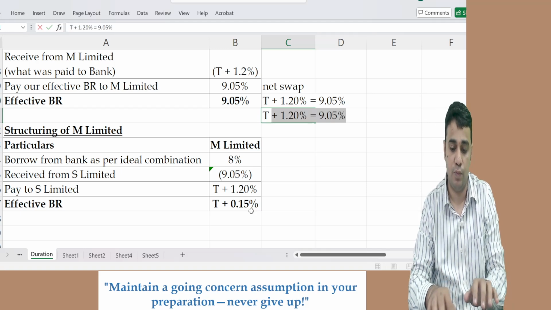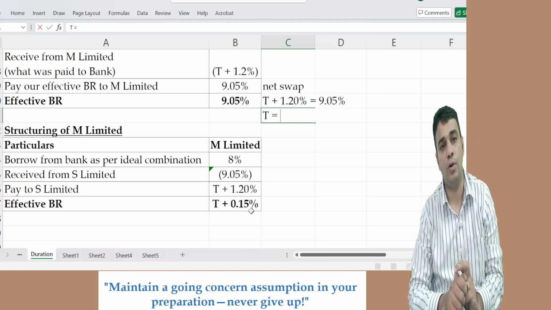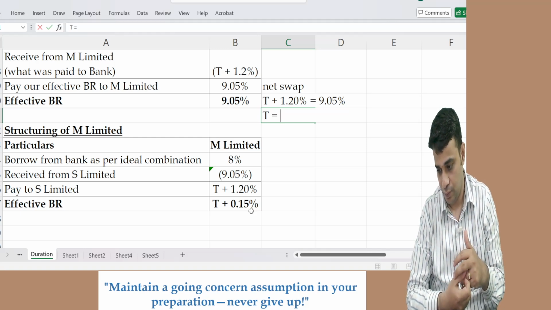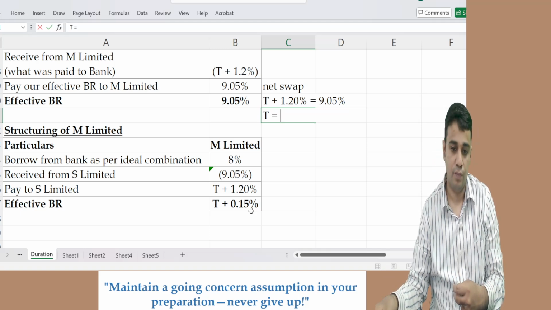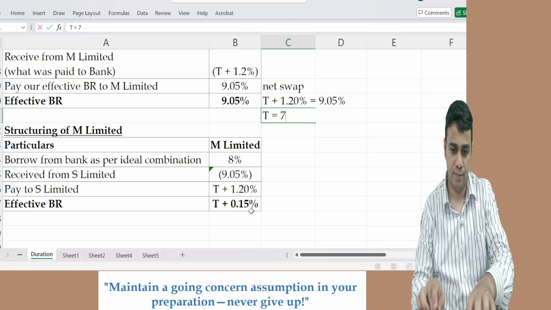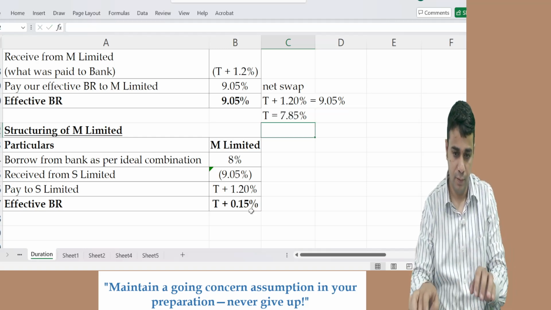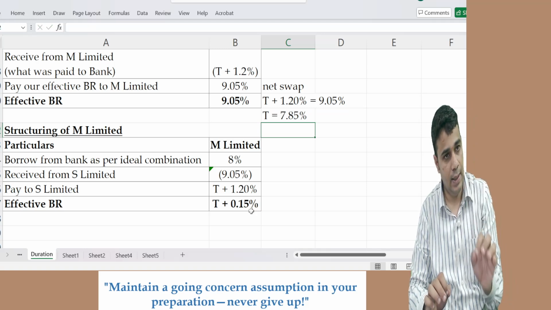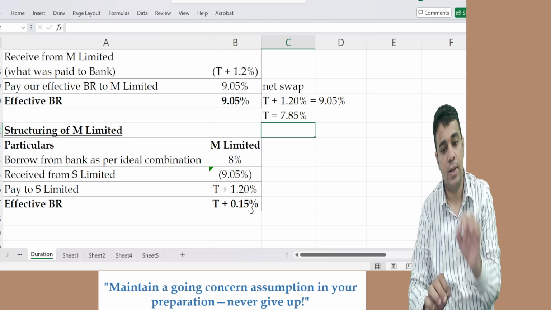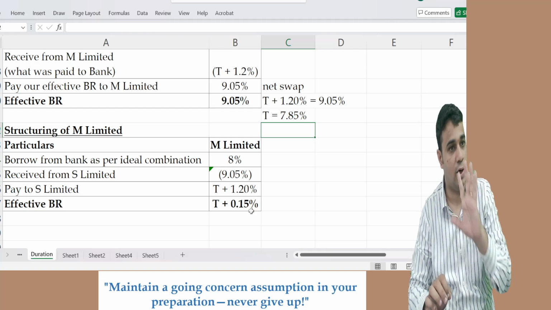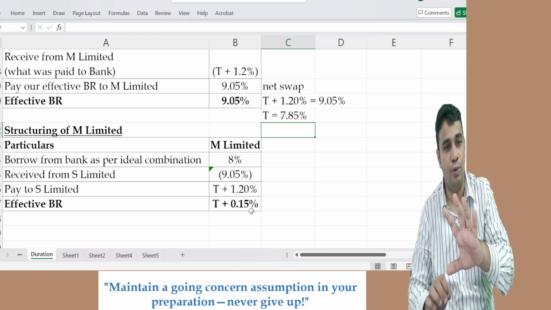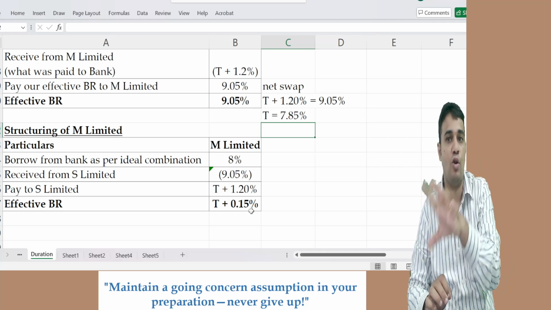T is equal to... what was the number you get? 7 point... So in this question, T is swapped with 7.85. This is in the printed material. You may see 7.85 as the answer. Net net, this is what will happen. Nobody will pay T plus 1.2 and receive 9.05. 1.2 is knocked off. Net net.